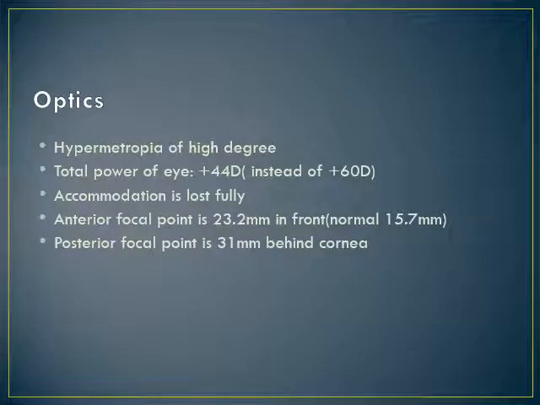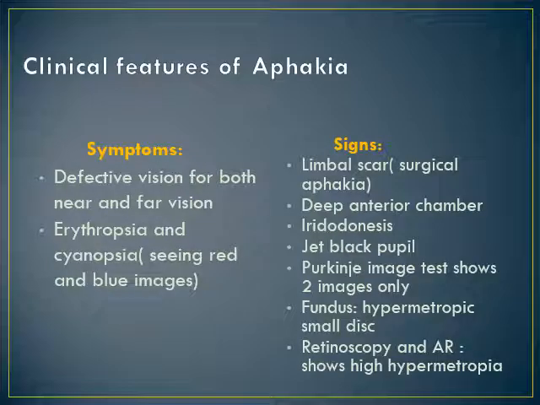Then optics. Optics of aphakia, there is high degree of hypermetropia. The total power of eye is plus 44 instead of 60 because power due to the lens is not there. So only corneal power is there. Then accommodation is lost fully. Anterior focal point is 23.2 mm in front and posterior focal point is 31 mm behind the cornea.